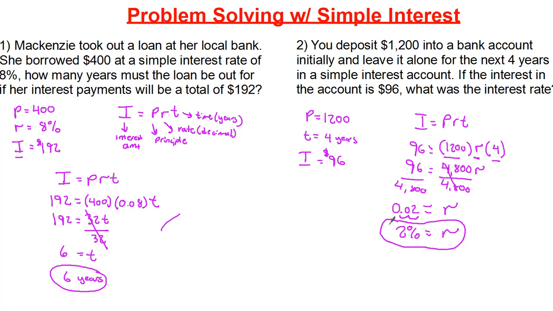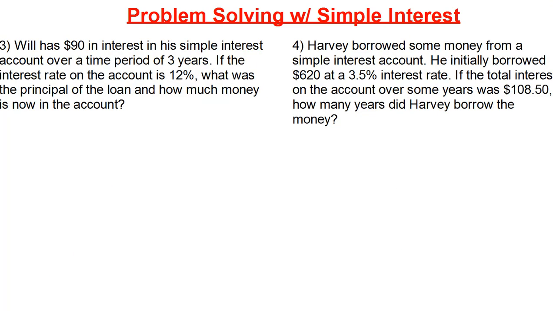Okay, let's go ahead and just try 2 more problems, but you get the general idea. All you need to do is label what you have, write the equation, and then figure it out from there. So Will has 90 in interest in his simple interest account. So I is equal to 90. T is equal to 3 years. If the interest rate on the account is 12%, what is the principal of the loan and how much is in the account now?